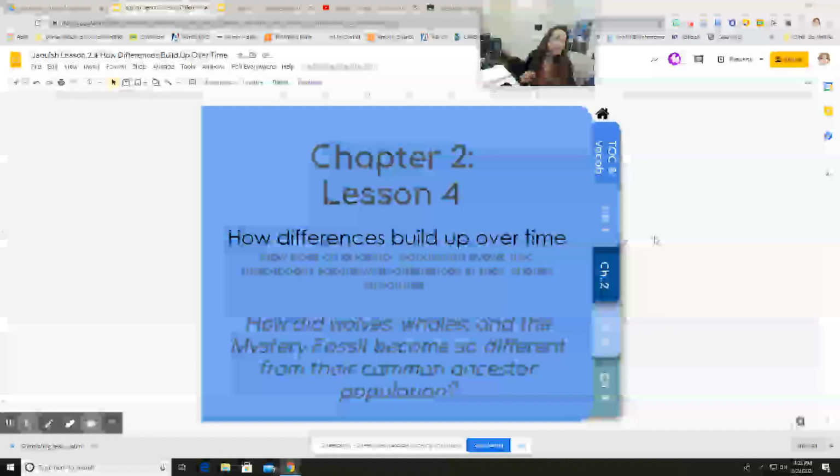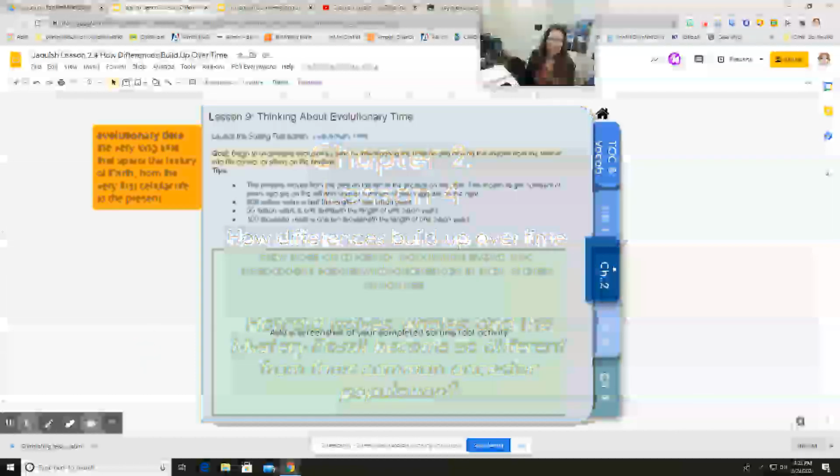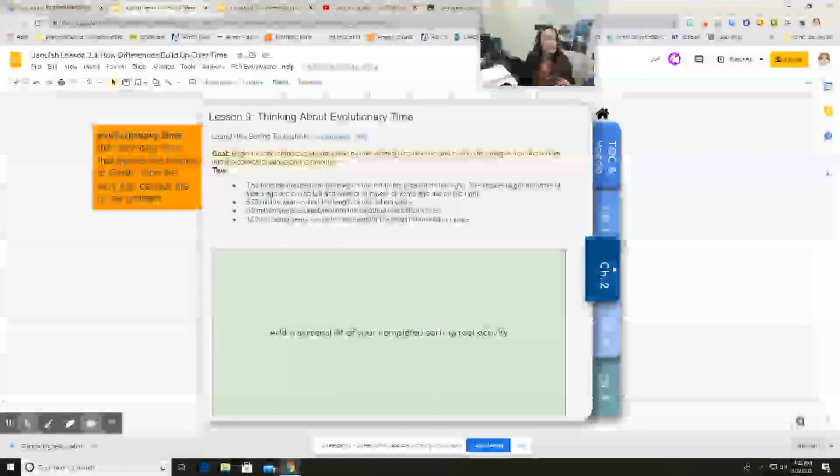All right, third period. This is chapter 2, lesson 4, how differences build up over time. So we're still looking at the idea of evolution and how natural selection drives that process of species changing due to the environment that they live in changing, or them moving to a new environment and having to be able to adapt or live successfully and reproduce successfully in that environment. So it's a busy lesson.